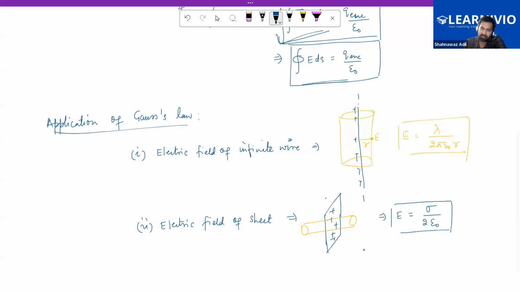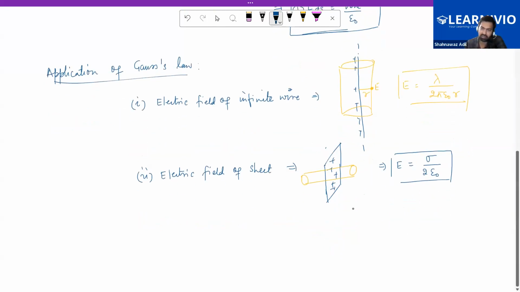For this sheet, there would be two kinds of cases. Let's say you have this positive sheet. For this positive sheet, there would be electric field in this direction on the right hand side, and on the left hand side, the electric field is in this direction.